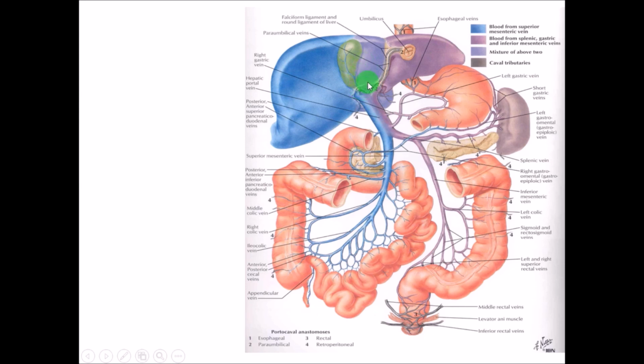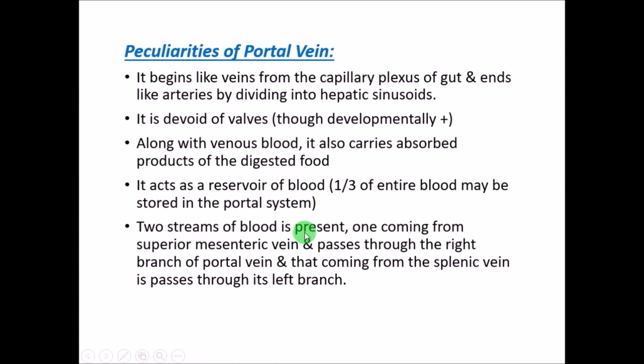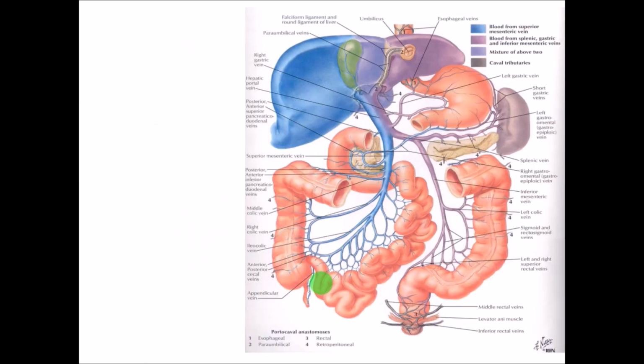So only a small part of the blood mixes up, and it is supplying mainly the middle part of the liver. So there is not much mixing between the right side, the blood coming from the superior mesenteric vein, with that of the blood coming from the splenic vein. So there are two separate streams within the portal vein. One coming from the superior mesenteric vein passes through the right branch of the portal vein, and that coming from the splenic vein will be passing through the left branch. Most of the time most of the blood will be separated.